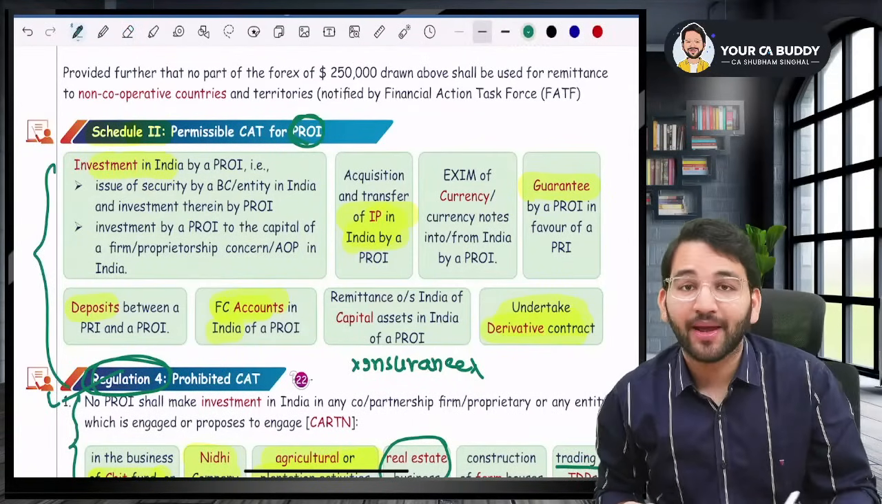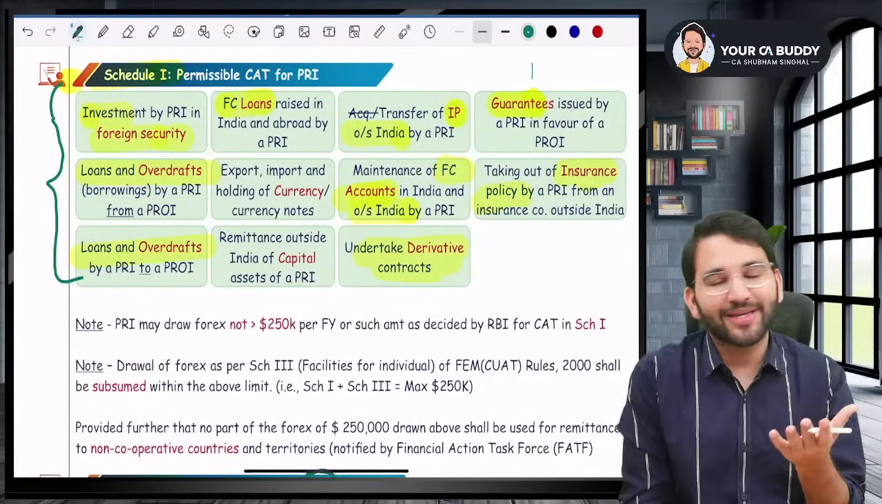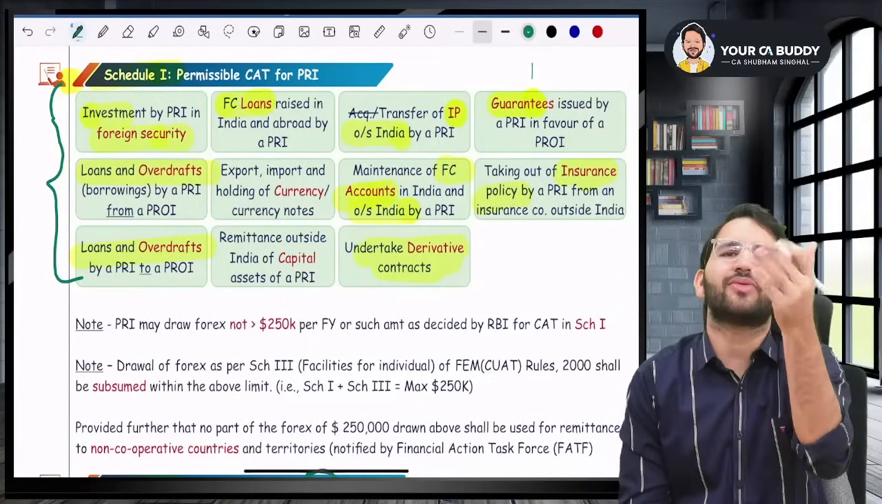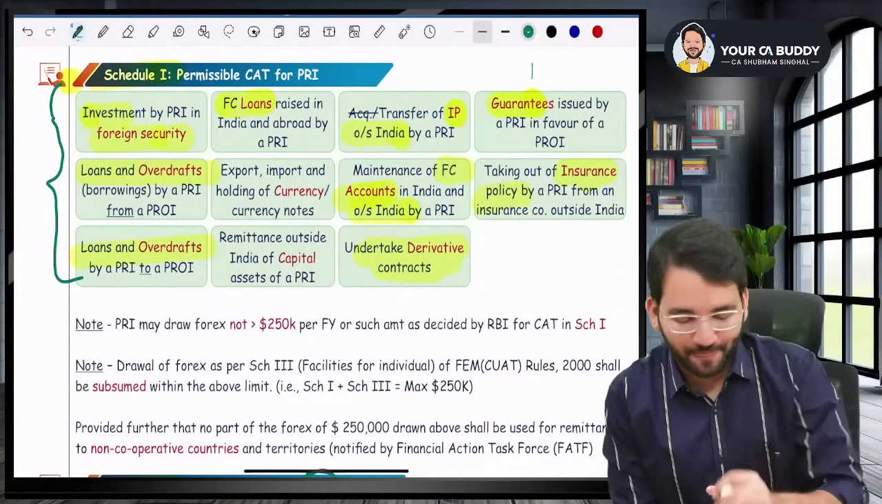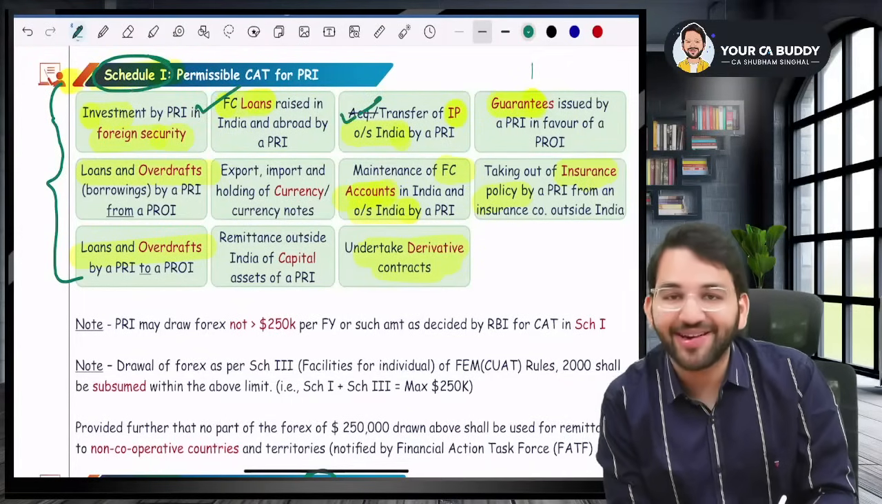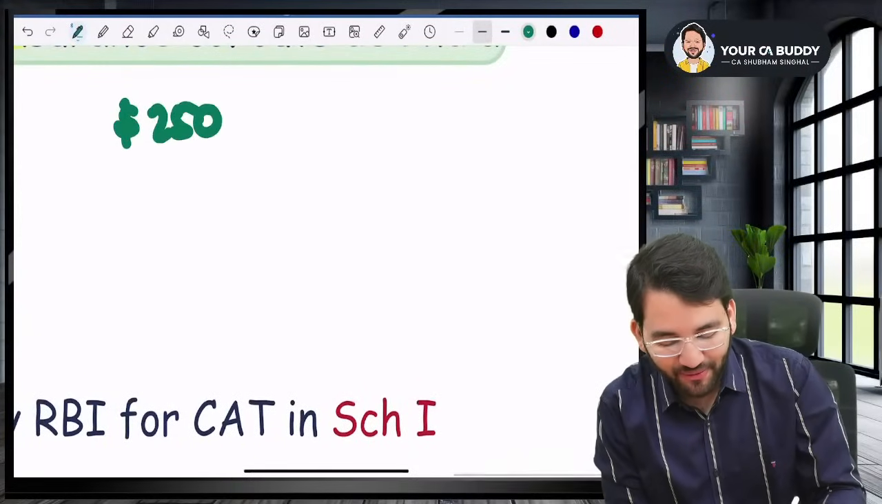This is your Schedule 2. Schedule 1 says what are the things that Indians can do outside India. Schedule 2 says what are the things that outsiders can do in India. You don't have to remember this, just remember it casually. But, sir, is there a limit? Is there a limit to how much I can invest outside India? Law said the limit is the same, $250,000.